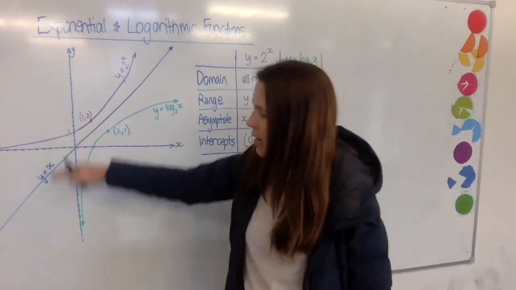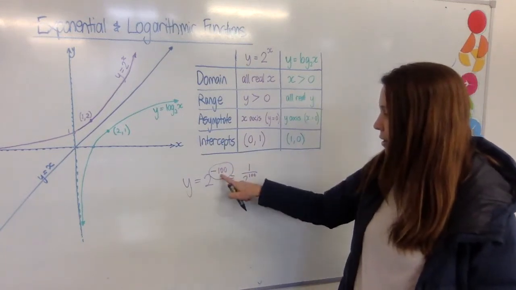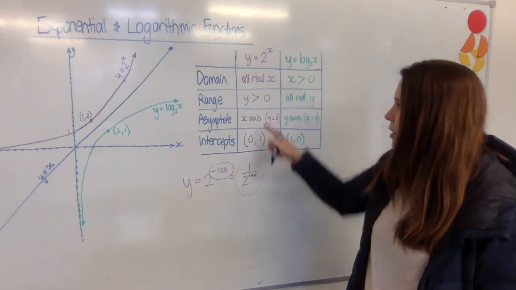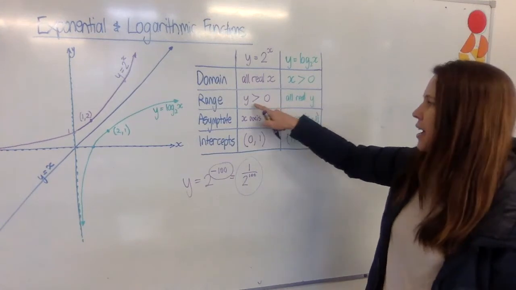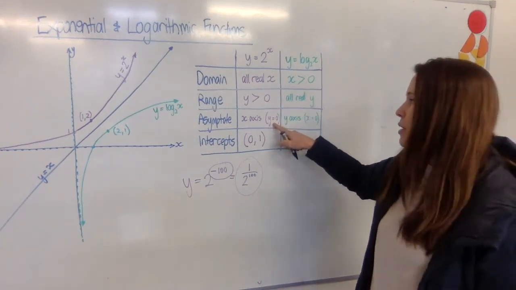Well, we never get negative values of y, and that's because no matter what value of x we put in here, we only ever get a positive fraction. We never get a negative number out of it. So y has to be greater than 0. And that makes sense then that the asymptote is the line y equals 0, because y can never be 0.